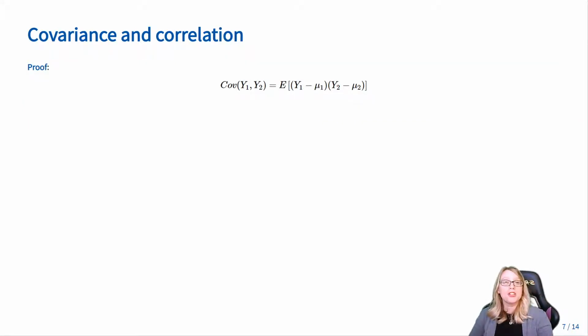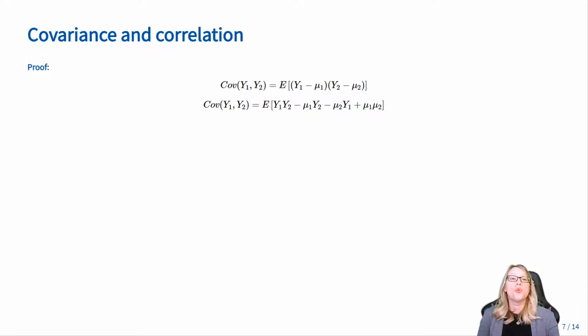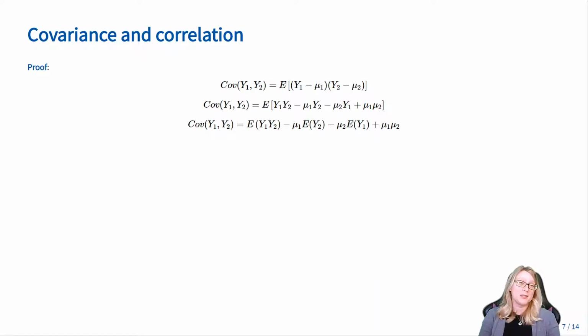We'll start with the definition of covariance, which is the expected value of the quantity y1 minus mu1 times y2 minus mu2. We'll distribute those quantities, so we get the expected value of y1 times y2 minus mu1 times y2 minus mu2 times y1 plus mu1 mu2. These mu's, again, are representing the means of y1 and y2, so we can treat these like constants and pull them out of the expectations. So we get the expected value of y1 y2 minus mu1 times the expected value of y2 minus mu2 times the expected value of y1 plus mu1 mu2.